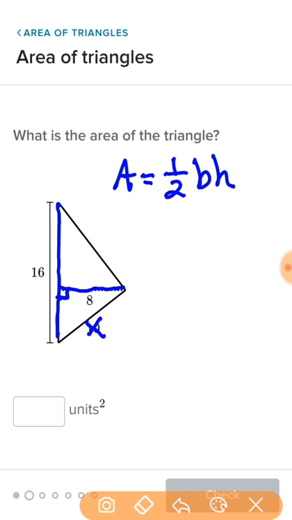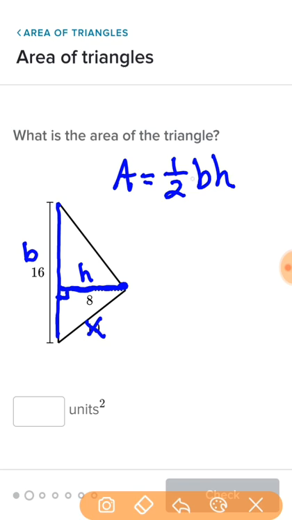Now the other thing is that the height is always supposed to come from a vertex and touch the base. So here's a vertex and it's going to be perpendicular to the base. So in this particular case, my height or my H will be 8. And that means that my base is 16. So B is 16.